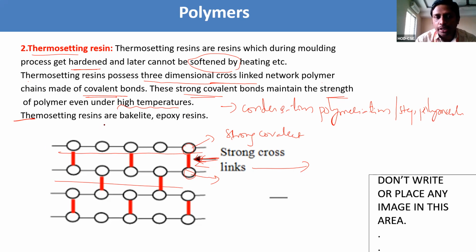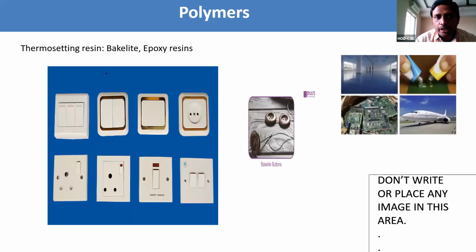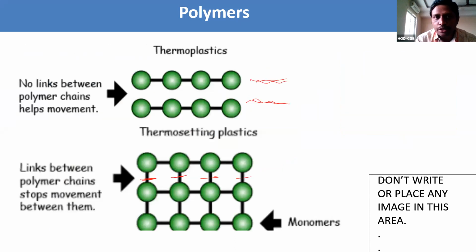Examples for thermosetting resins are bakelite and epoxy resins. The switches we use are made up of bakelite. Bakelite buttons are also made of bakelite. All these are examples, and bakelite is also used in the preparation of buttons.